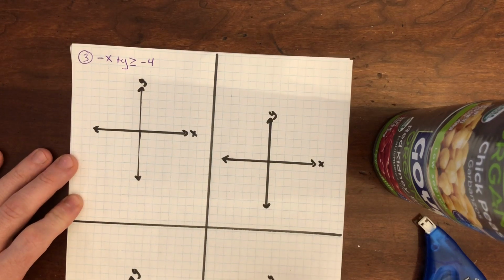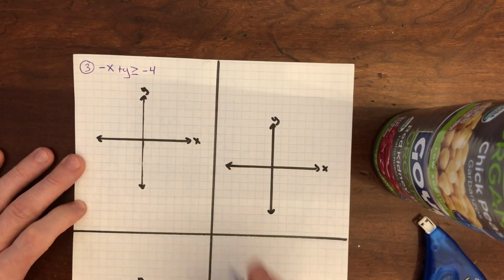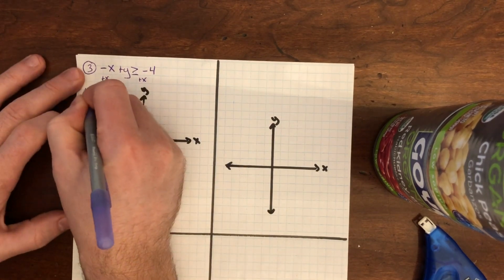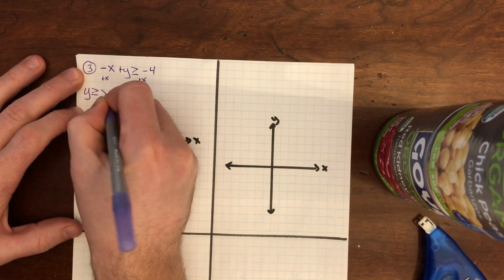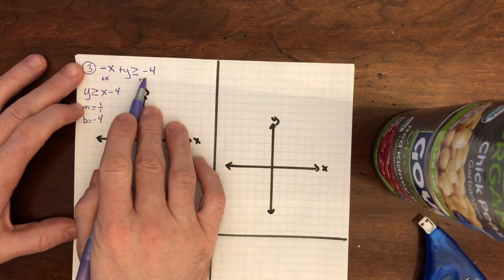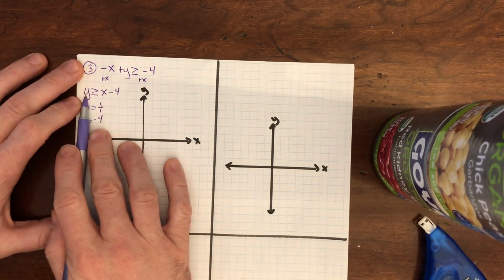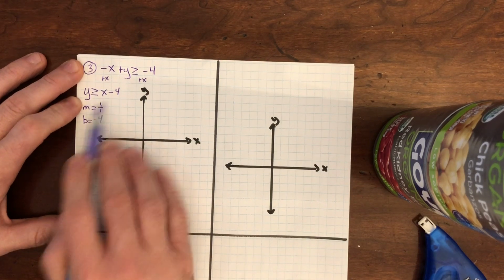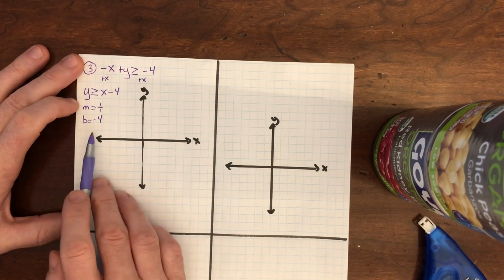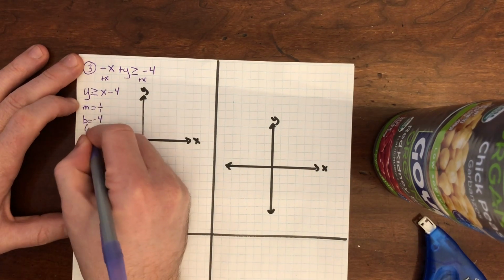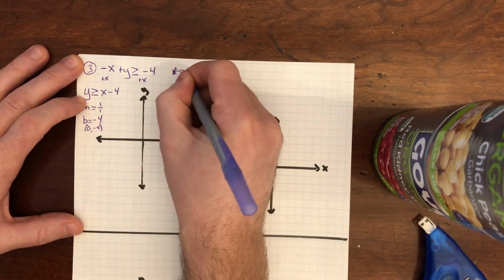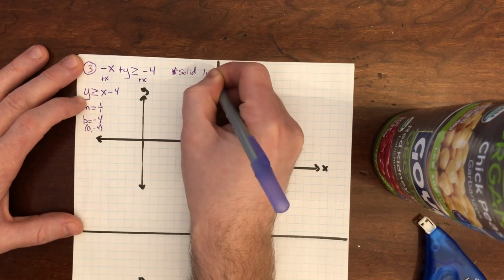Okay, now notice for this one, it's not in slope-intercept form. So that's the first thing we need to do here. So I'm going to add the x to each side, like you can see here, to get it in slope-intercept form. I'd have y is greater than or equal to x minus 4. My slope is the number in front of the x, which is 1 over 1. And my b is negative 4, which would be 0, negative 4. Right? This is a greater than or equal to, so this is going to be a solid line.